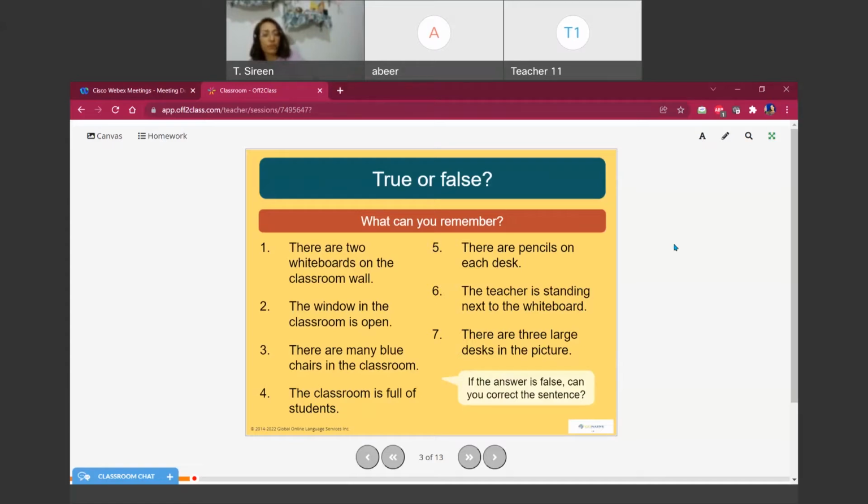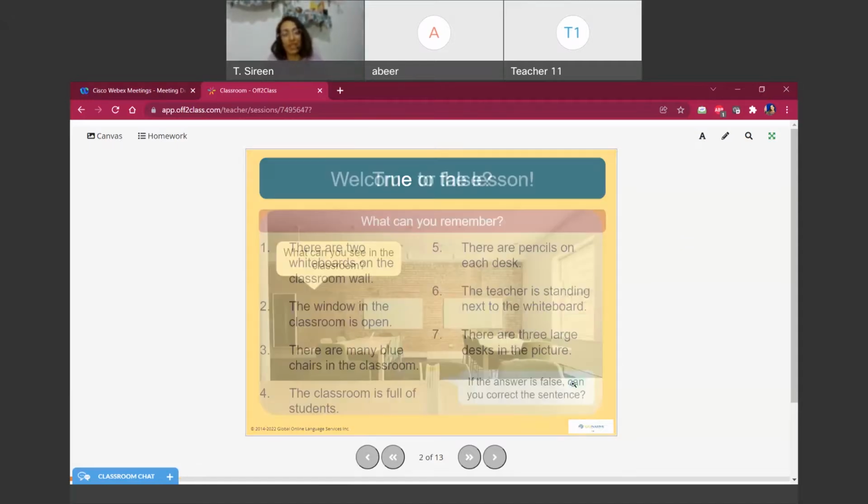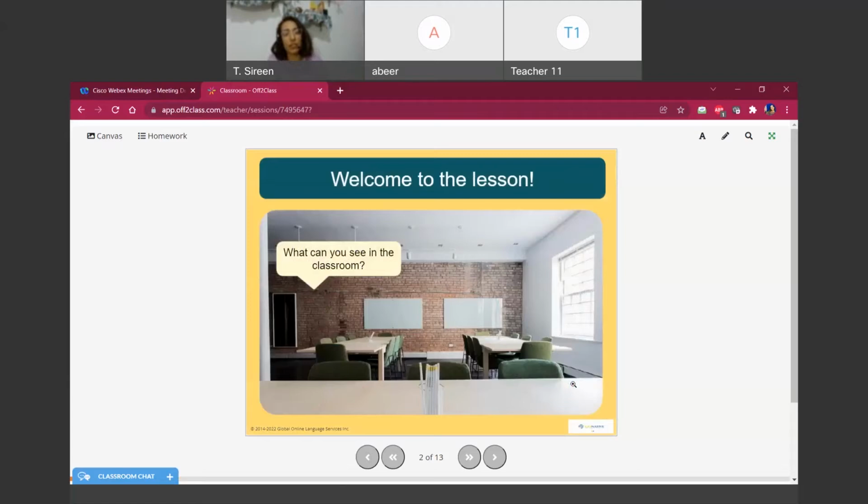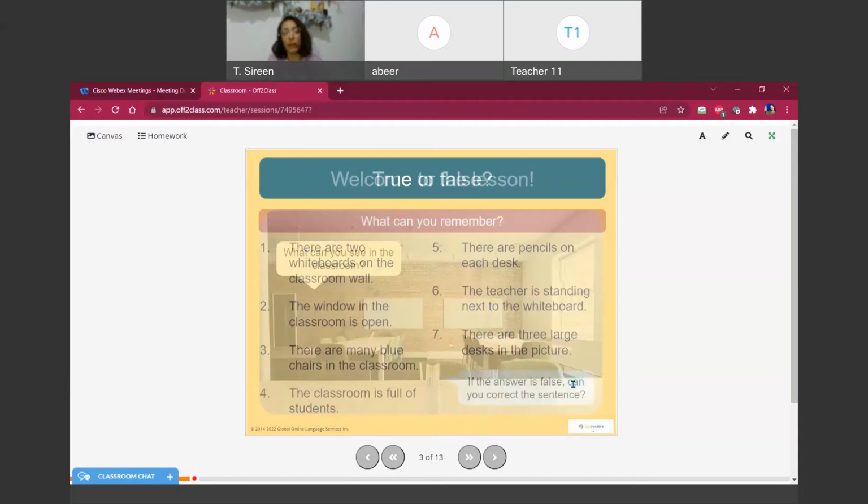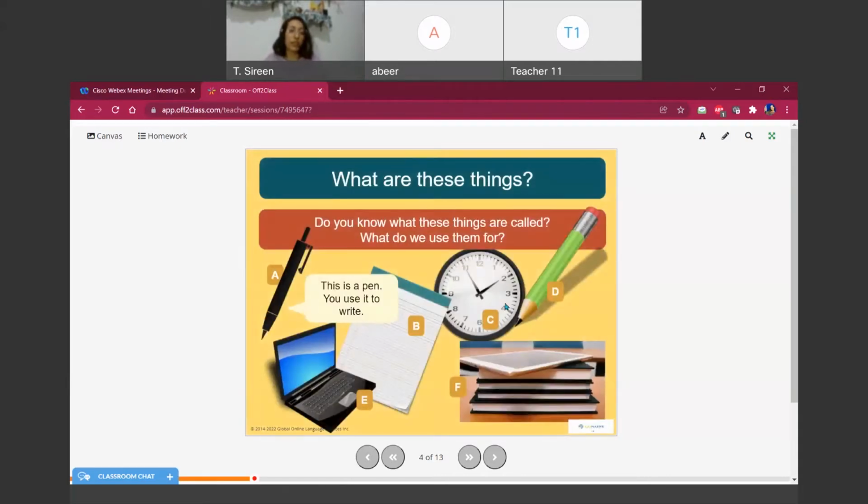And 7. There are 3 large desks in the picture. True. Are there any pictures? No. Okay, now we continue. What are these things? Do you know what things that are called? What do we use them for? Type A, what is it? Pen. So we use it to write. Okay. What about B? Note. These are notes.